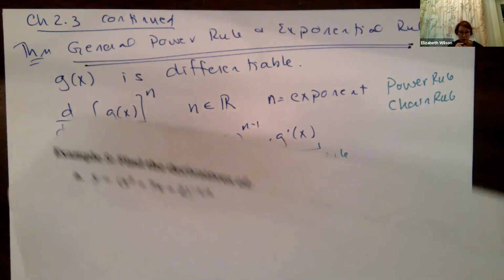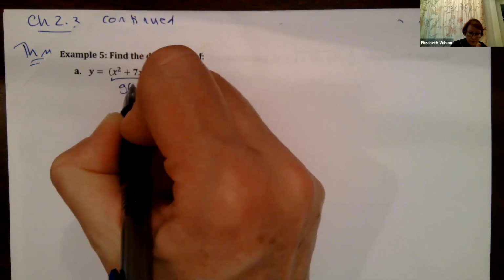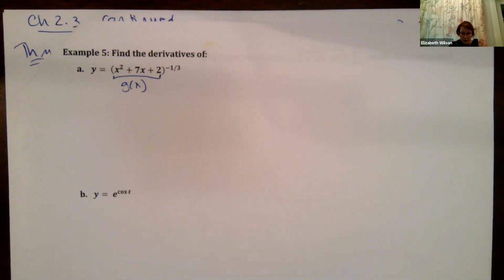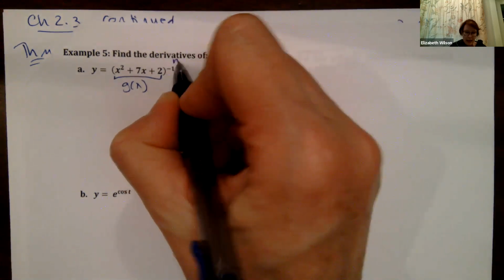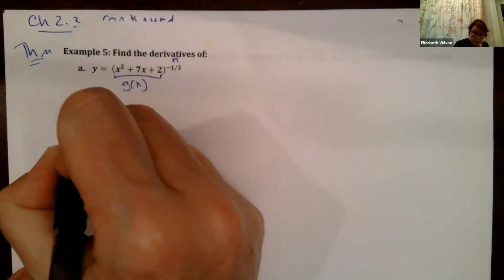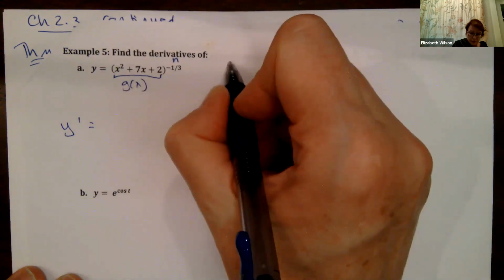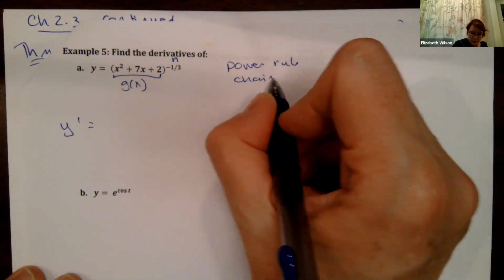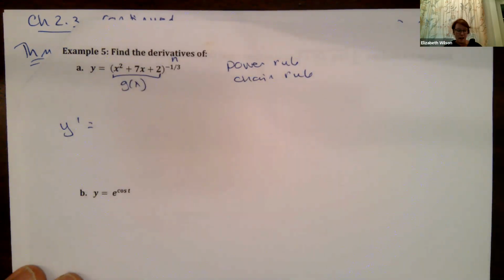I'm looking at example 5. So this here is our g of x, that x squared plus 7x plus 2. Okay. Now this here is my n. My n is equal to minus 1/3. Okay, it's just a number, right? It's an exponent. So now if I want to find my derivative, y prime, I'm going to do the power rule first, and then I'll do the chain rule. Right, because I have a function on the inside I have to take care of.